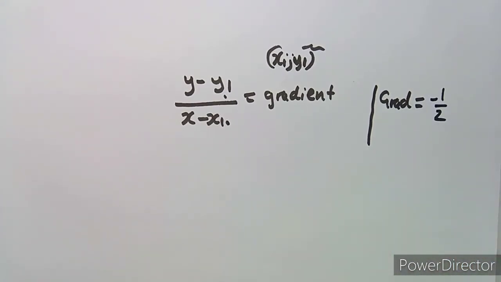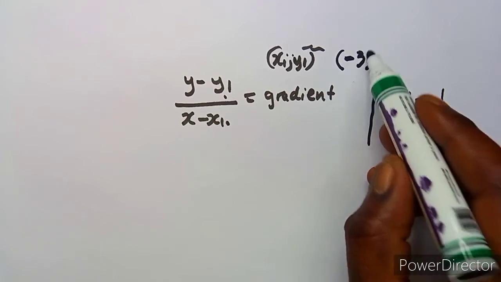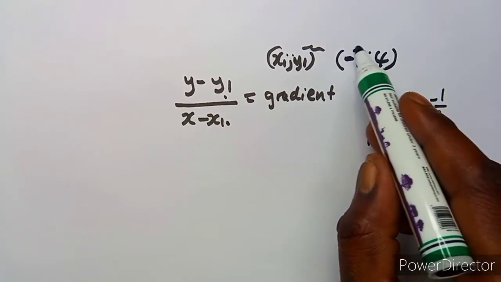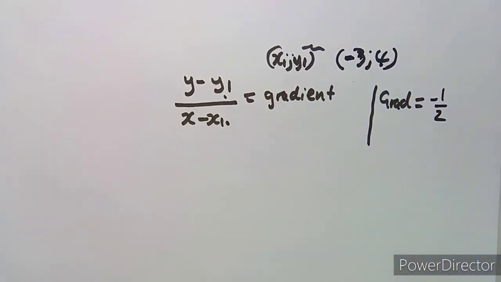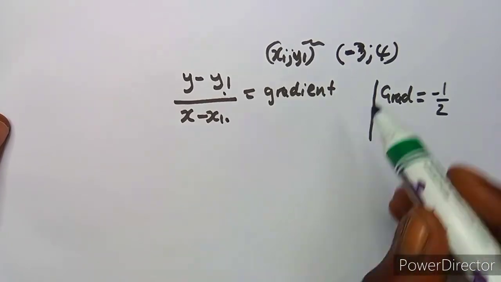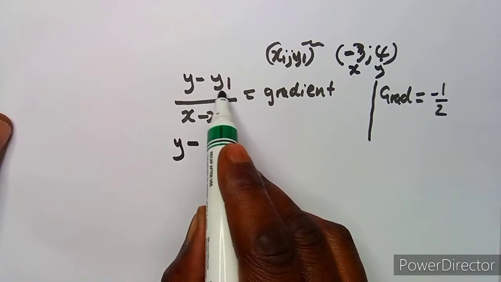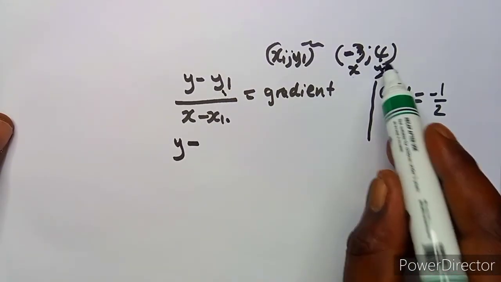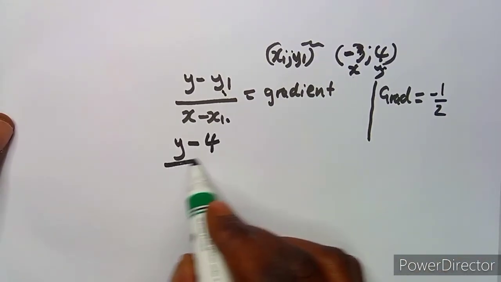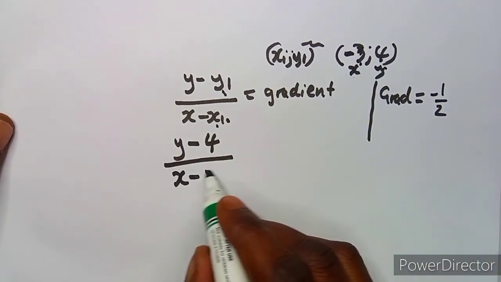Then we had a point that I chose, so I'm just going to use the same point, the point minus 3, 4. So I'm going to work with the same point but using this formula. Now that's another formula for you to calculate the equation of a straight line. So this is your x and this is your y, so it's y minus y1. This is the value of y here, which is 4, over x minus x1. Your x1 is minus 3 like this.